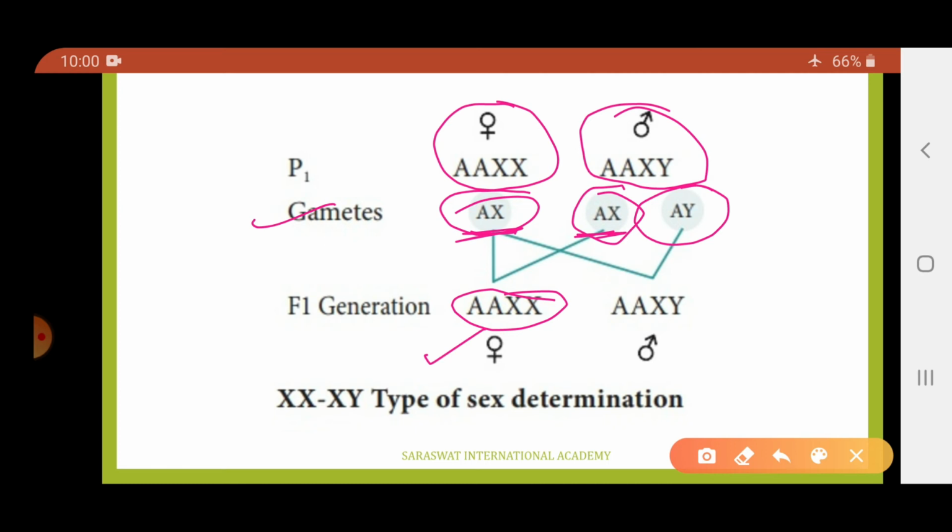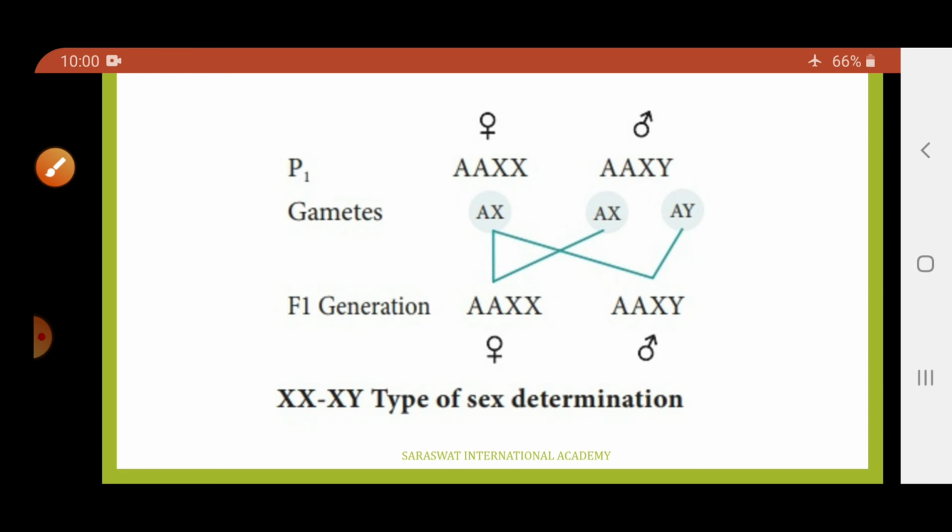But if the egg fertilizes with the sperm having the AY composition, then the genotype of the individual will be AAXY, and as it is XY, it will develop into the female. So, this is the condition of the heterogametic males. That is, males produce the dissimilar gametes and the females are homogametic, that is, they will produce the similar gametes.